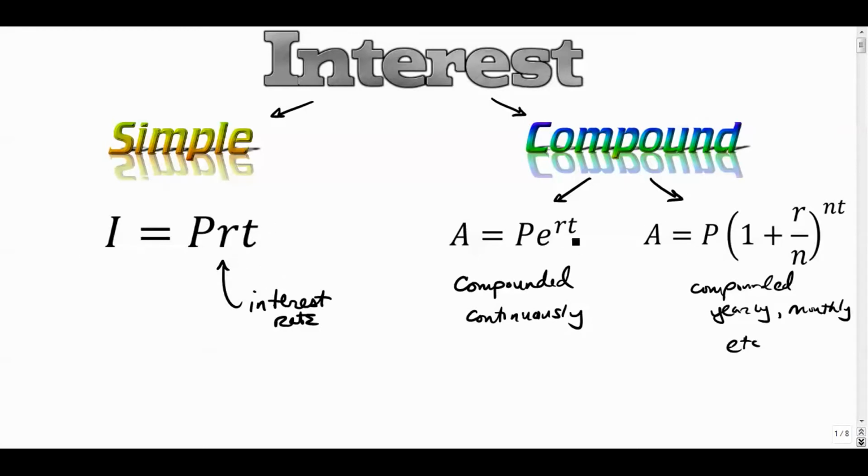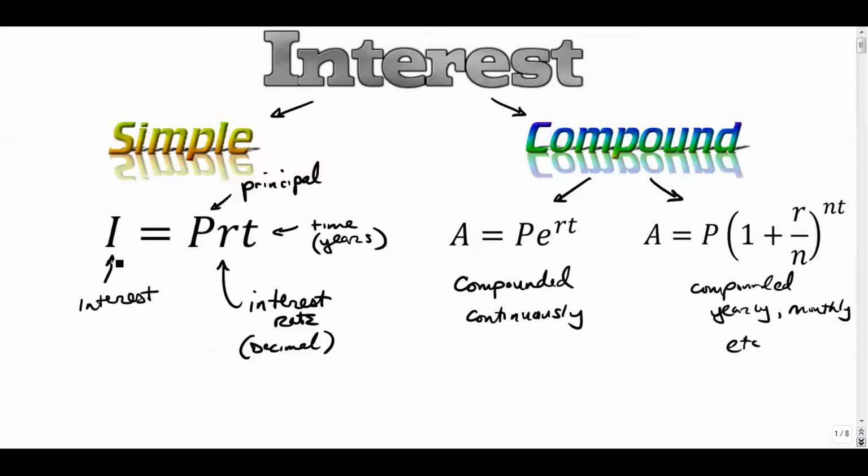So the R in all these is the rate, the interest rate, and remember to turn that into a decimal. The P is your principal. Principal is the amount that you started with, or the amount that you actually deposited in your account to begin with. T is time, and time is always going to be given in years. So if it's not given in years, you have to convert it to years. And in this case, the I, of course, is how much interest you are accruing. Over here in the compound world, the A is how much is in your account. So this is going to include interest plus principal.